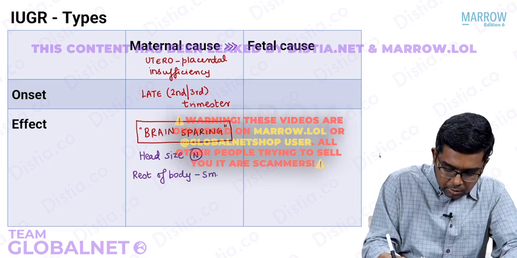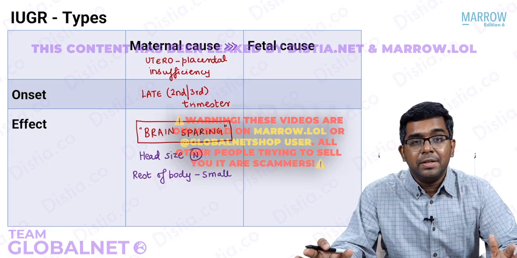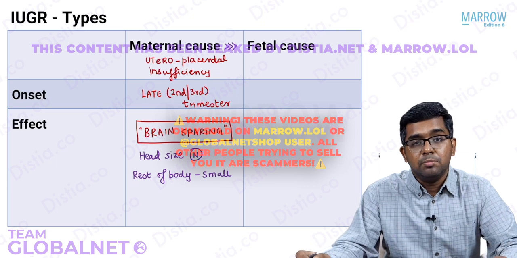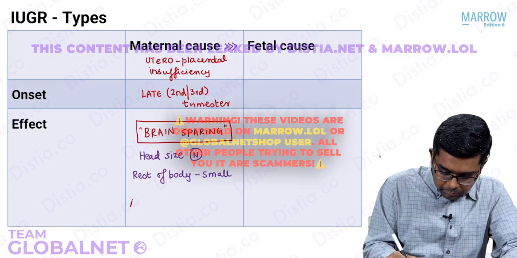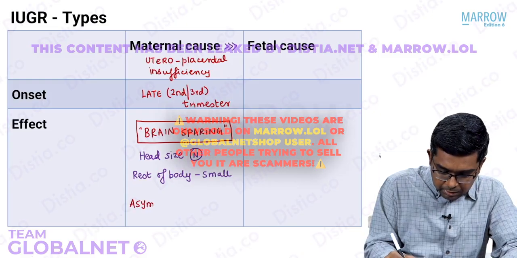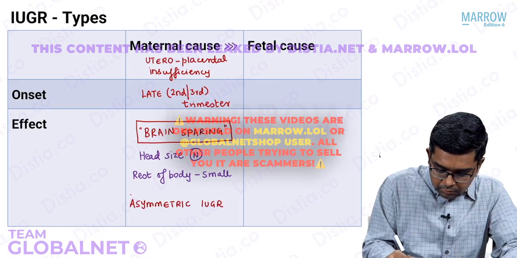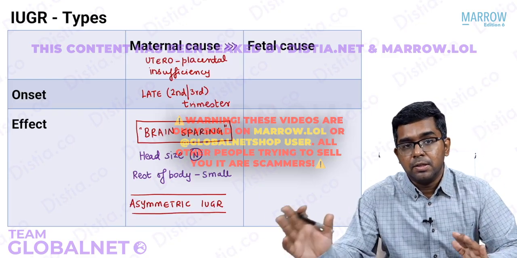Now you can very easily notice that in the baby there would be a discrepancy between the head size and the rest of the body. So this type of IUGR is called asymmetric IUGR. Because there is an asymmetry between the head and the rest of the body, we'll call it asymmetric IUGR. So this is the first type of IUGR which you should know about. This is more common compared to the other type.